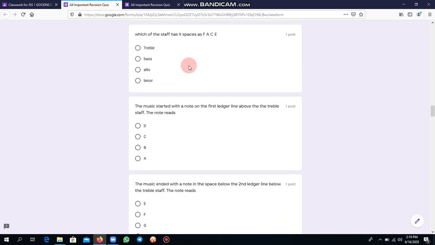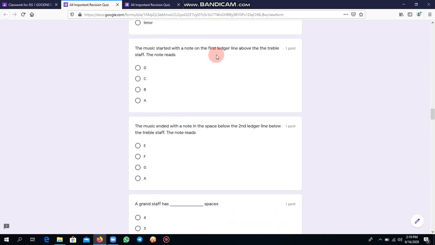Now let's keep going. Which of the staff has its spaces as F, A, C, E? That means the first line is E. For the space to be F, there is a first line E, that means space is F, and if the first line is E, that tells you it's a treble staff. So this is a treble staff that has its spaces as F, A, C, E.